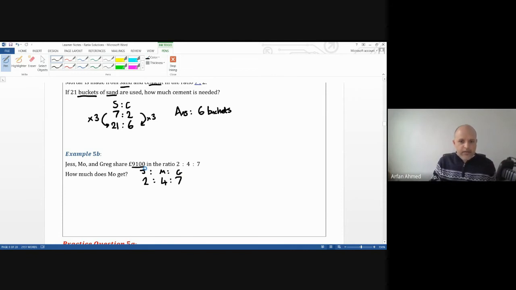Okay, and this £9,100 is shared between the 3 of them. So that's all 3 of them all together, the whole amount shared between all 3. So how many parts will that be altogether? Jess has got 2 parts, Mo's got 4 parts, Greg's got 7 parts. How many parts is that altogether? That's 6 plus 7, which is 13 parts in total.